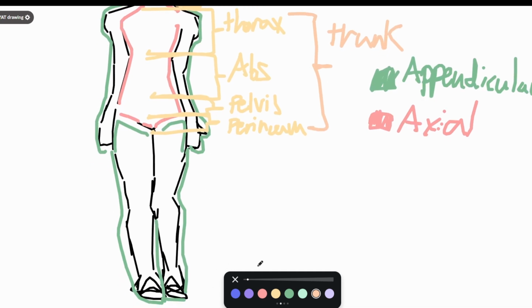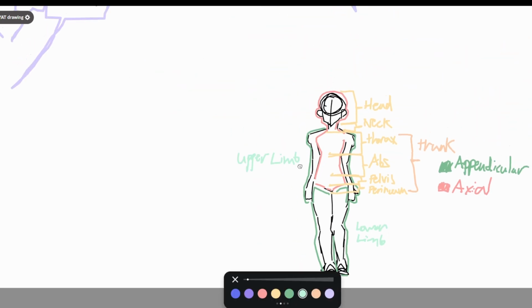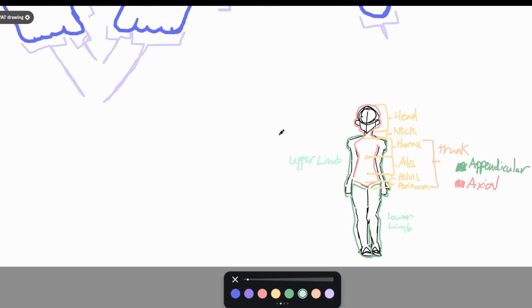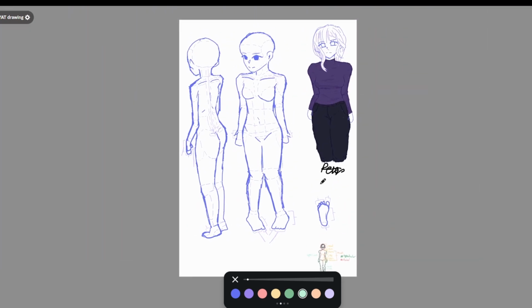And now for the appendicular region, which is super hard. You have to know this. This part right here, watch out. It's called the lower limb. Pretty intuitive. And obviously the upper part, guess what? It's the upper limb. So not very hard at all. Now let's get to all the smaller regions.